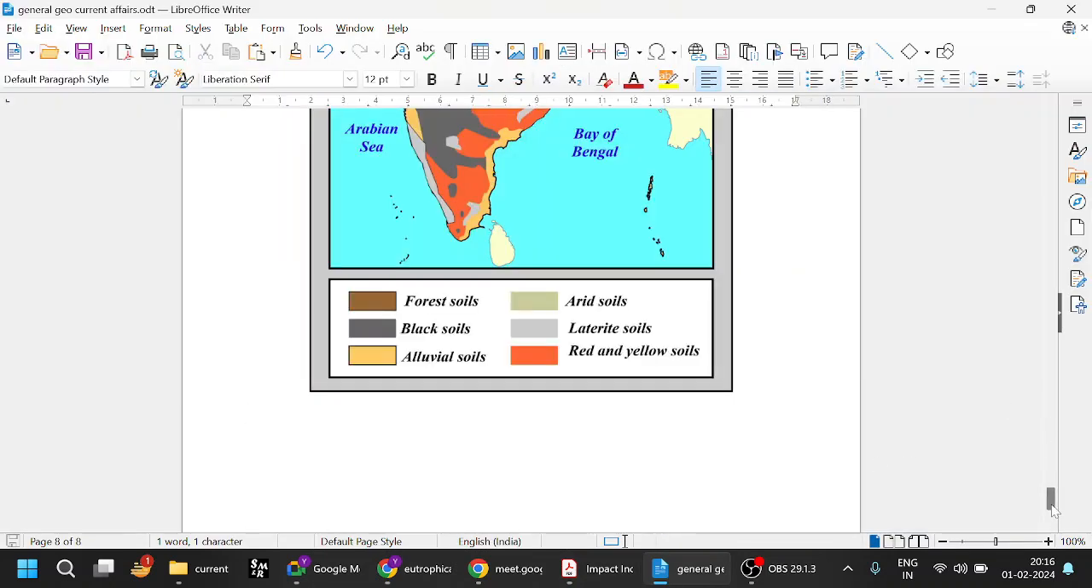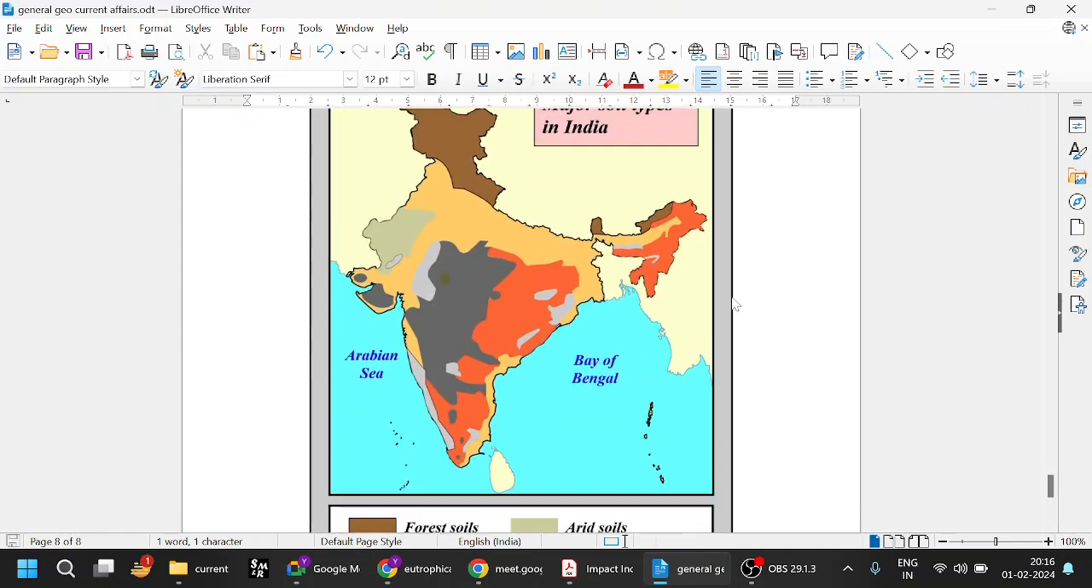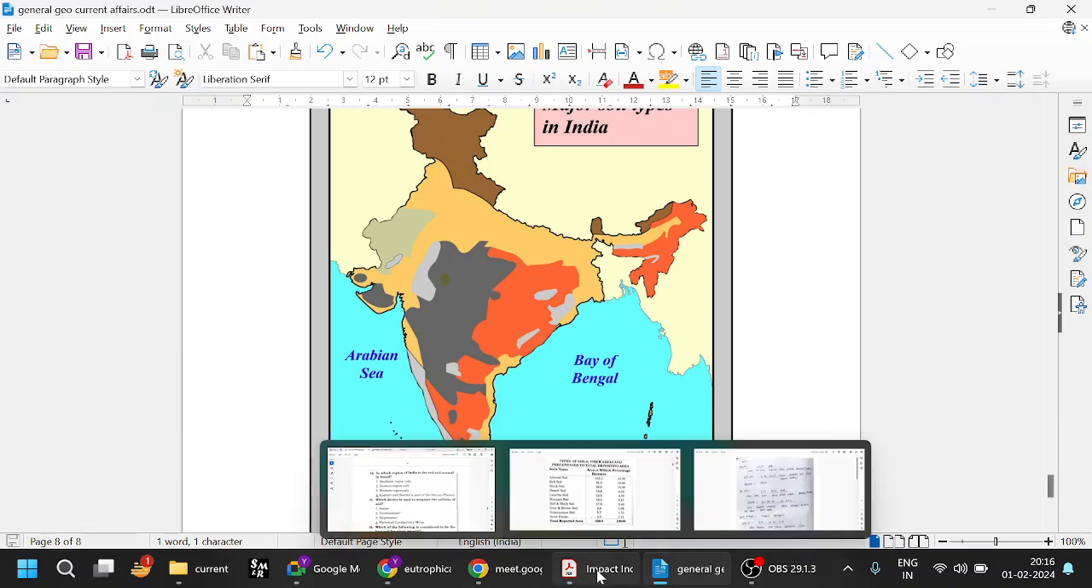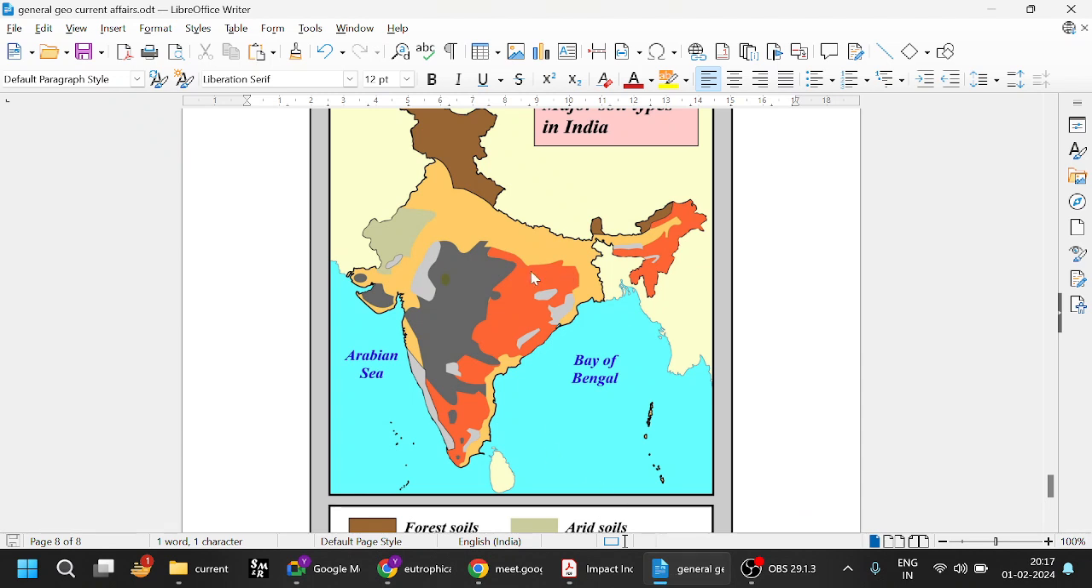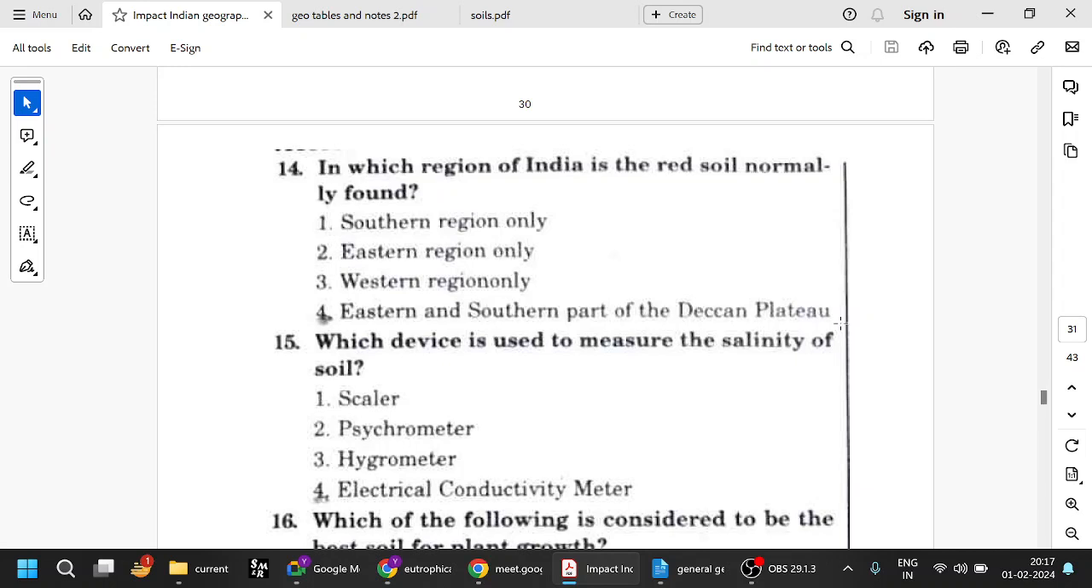If you look at this, where is red soil majorly found? One is the northeastern region, and the other is this region. This is the Deccan Plateau, and more specifically peninsular India. So in which region of India is red soil normally found? Eastern and southern part of the Deccan Plateau. Okay, western region, eastern, southern. Southern region also is not bad, but the eastern and southern part of the Deccan Plateau is more apt. On the western side, you have black soils. So this is the better option.